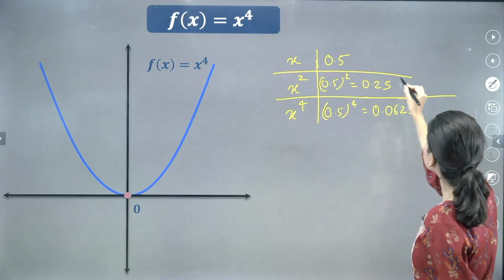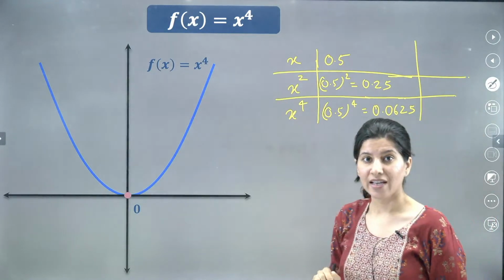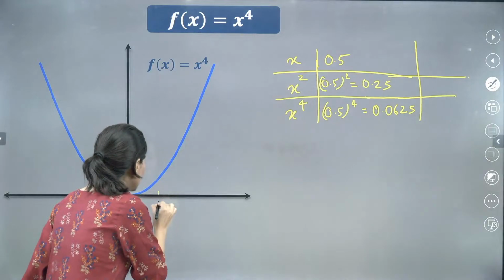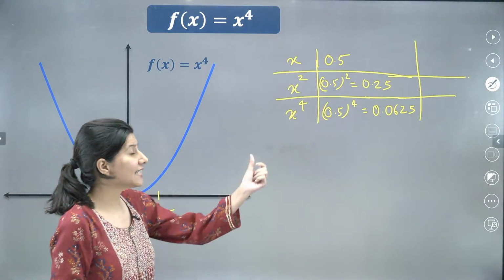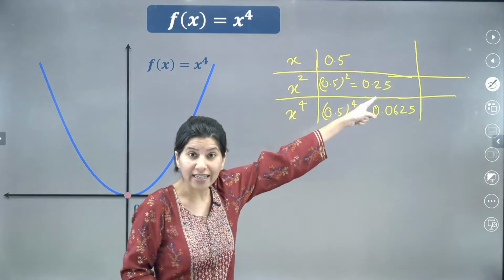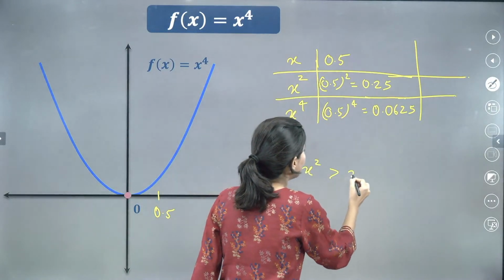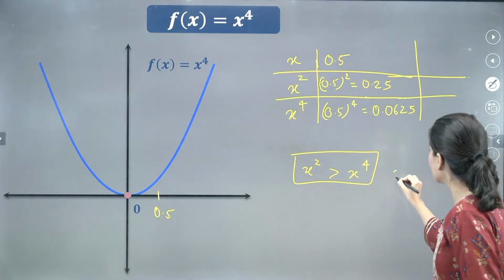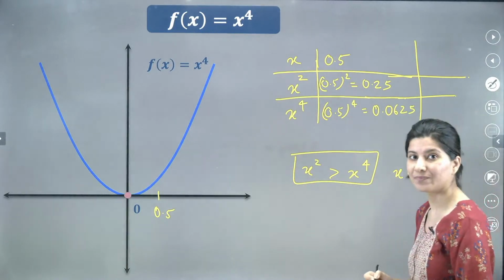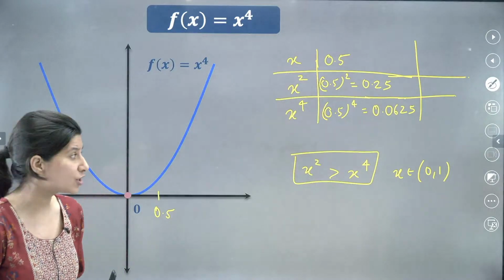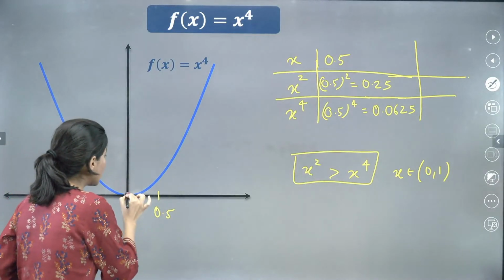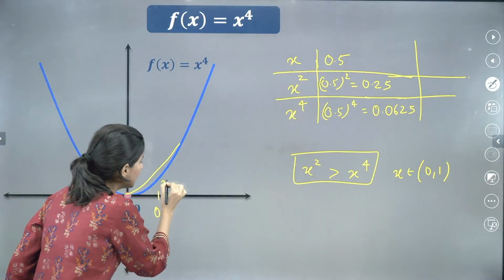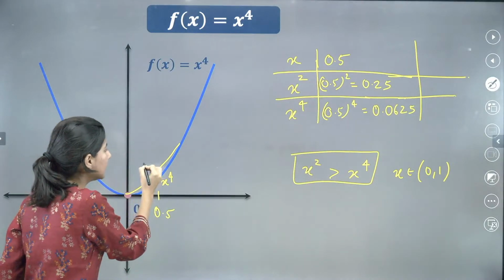What does that mean? Can you see that if I compare x raised to power 4 and x raised to power 2 at the value 0.5, I can clearly see that my x square is greater than x raised to power 4. Exactly, when I put x as a fraction, when x belongs to (0, 1), x square will be above x raised to power 4. So x raised to power 4 is here and x square is here.